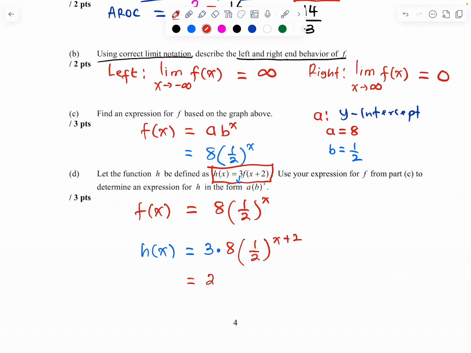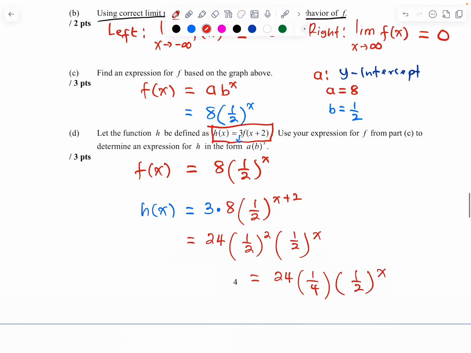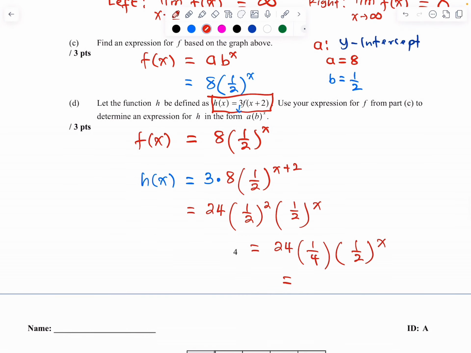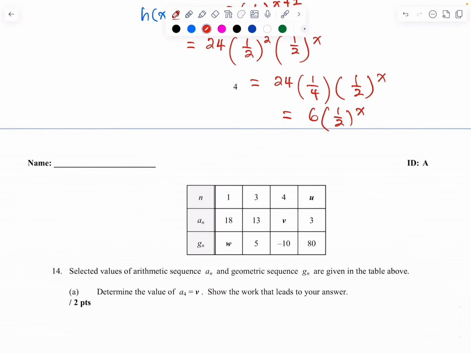This one becomes 24, and then this I can write as 1 over 2 to the power of 2, and then I have 1 over 2 to the power of x. So this one becomes 24 times 1 over 2 to the power of 2, which is 1 over 4, times 1 over 2 to the power of x. And if I simplify this one real quick, I notice that this will be 6 times 1 over 2 to the power of x. And that would be my expression. And let's go to question 14.